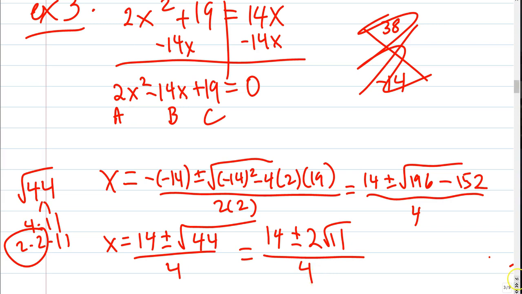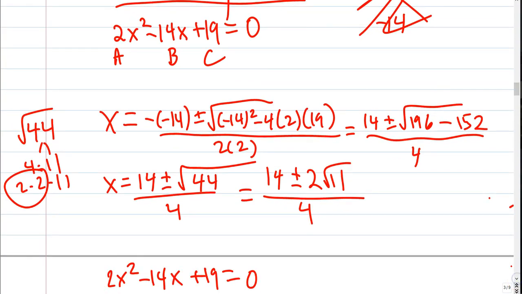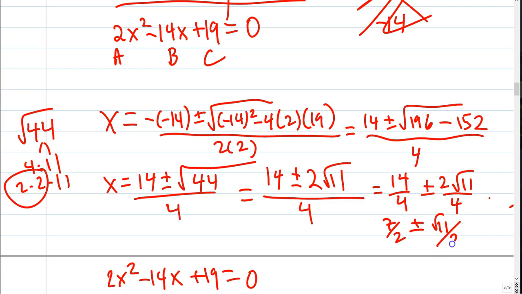I would recommend dividing top and bottom by the common factor of 2. I recommend splitting it, so 14 over 4 plus or minus 2 root 11 over 4, and then simplify each one. So 7 halves plus or minus root 11 over 2.